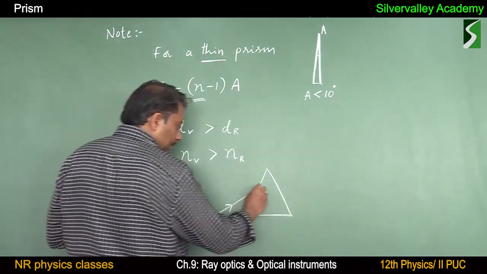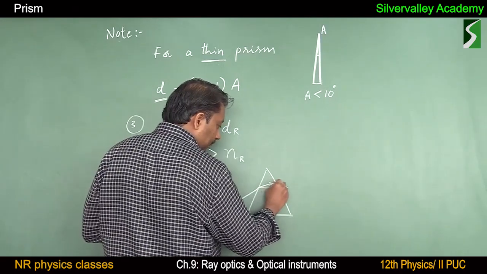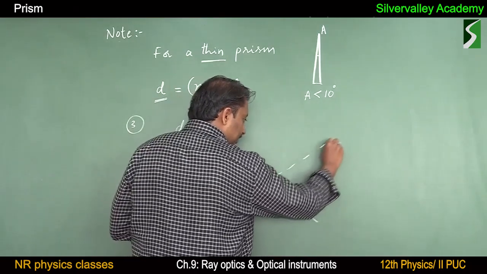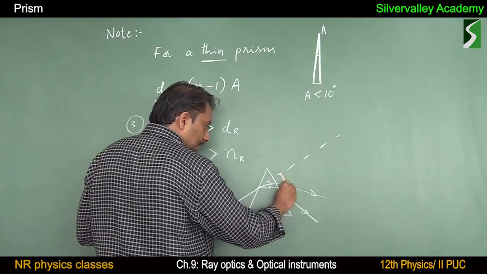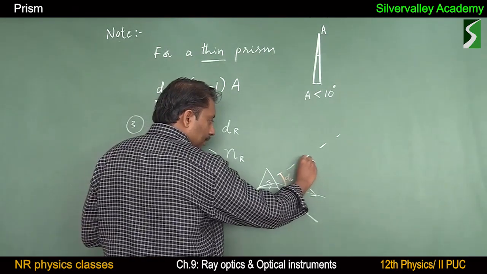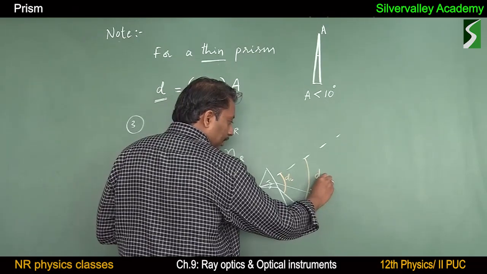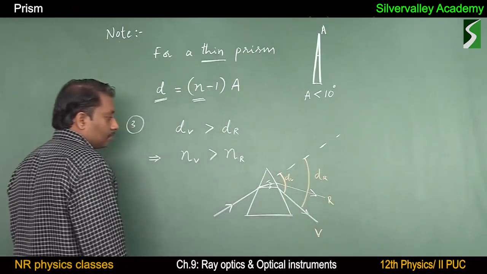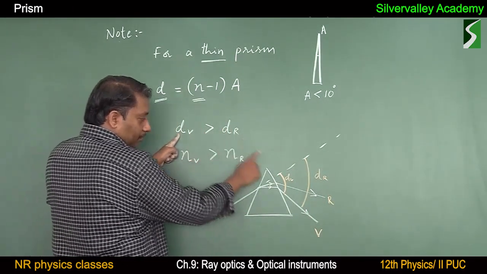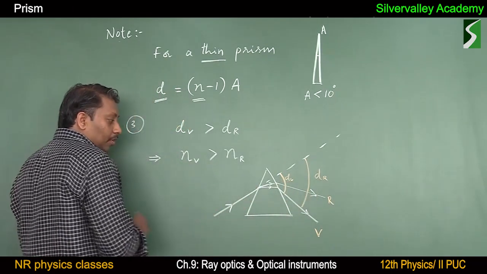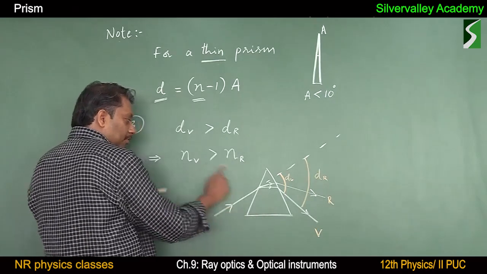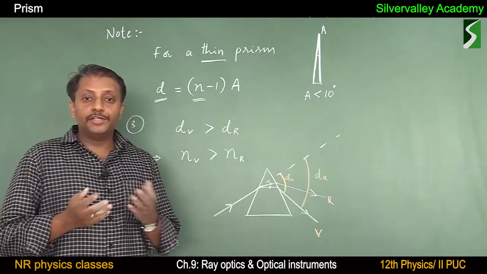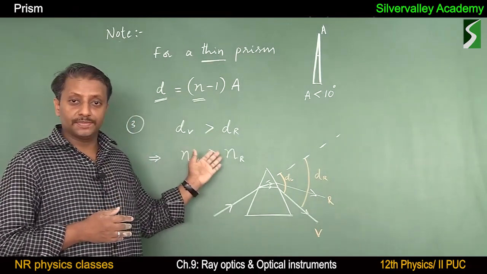So for that reason we can see this observation. This is incident light, there is dispersion, direction of incidence. This angle is deviation for violet, this angle is deviation for red, this is violet and this is red. So deviation for violet is greater than deviation for red, this angle is greater than this, because refractive index of the material of the prism for violet is greater than refractive index of the material of the prism for red. In the next video, let us concentrate on problems on prism. Okay.